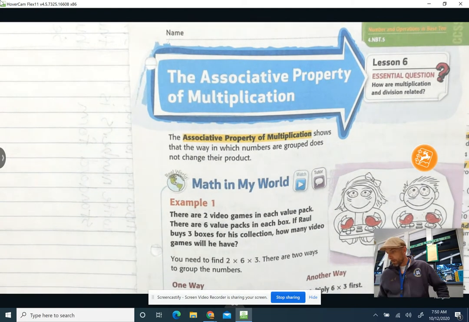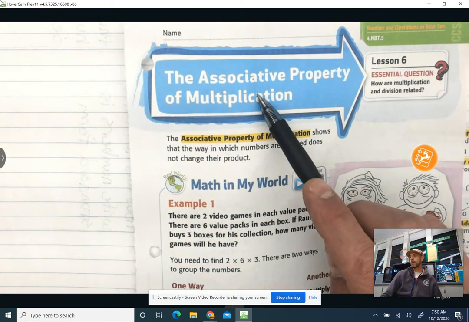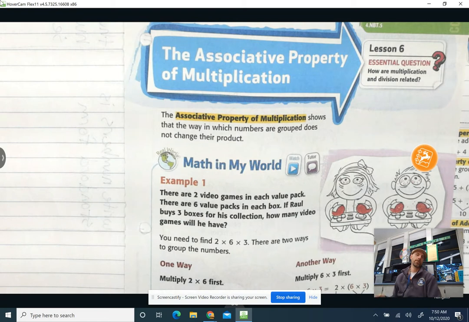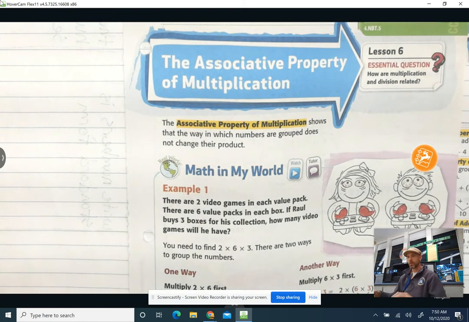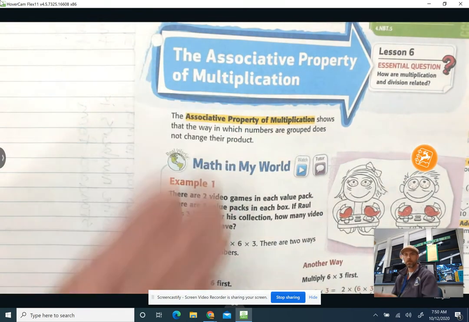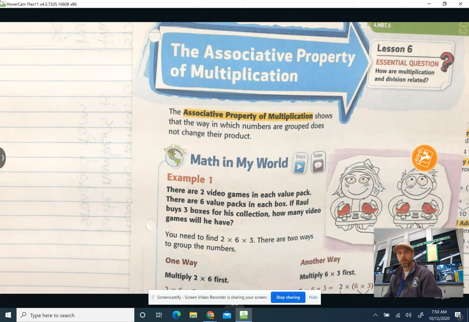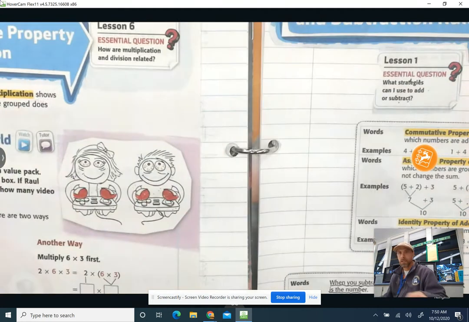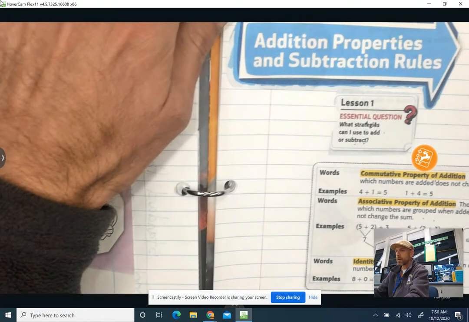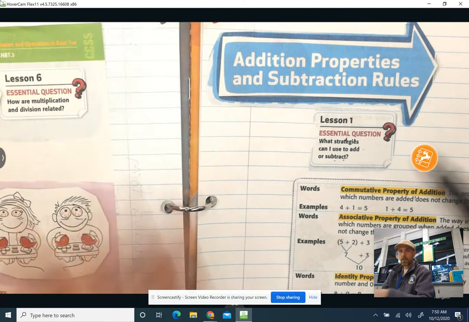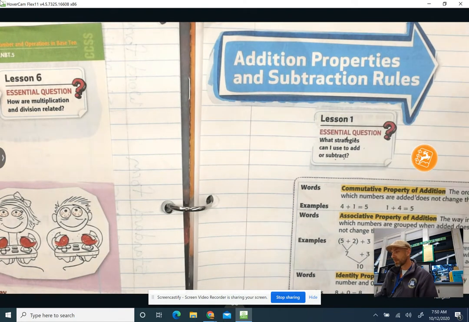All right, chapter 3, lesson 6. We are going over the associative property of multiplication. Before we do that, why don't we take a look at where we've seen this phrase associative property from? And we've seen it with our properties of addition. Addition properties and subtraction rules.